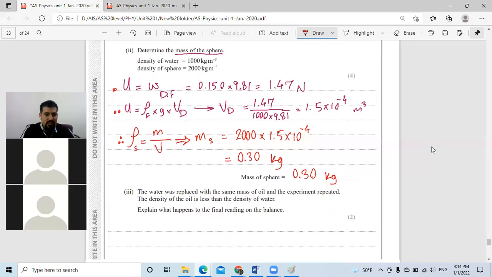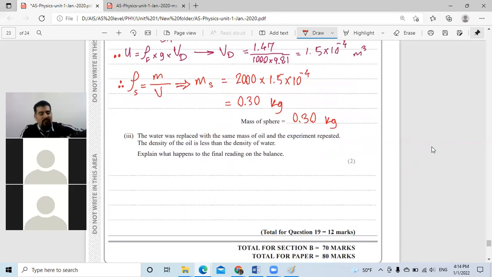The last part of this question, this exam, what they said. Part three: the water was replaced with the same mass of oil and the experiment is repeated. The density of oil is less than the density of the water. Explain what happens to the final reading of the balance. Does it increase to the same value, or above, or below, and why? Don't forget the density of the oil is less.